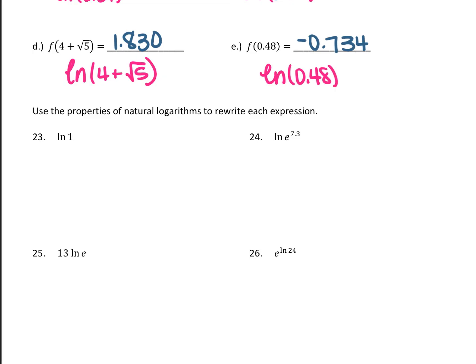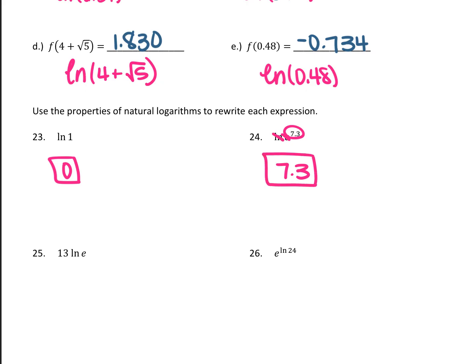For your last section, you are using the properties of natural logs to rewrite these expressions. For 23, you have the natural log of 1. Remember with this, when you're taking the natural log of 1, it's automatically 0. So this one is going to be 0. For 24, you have the natural log of e to the power of 7.3. The natural log and e cancel each other out. You're just left with the power, so 7.3.